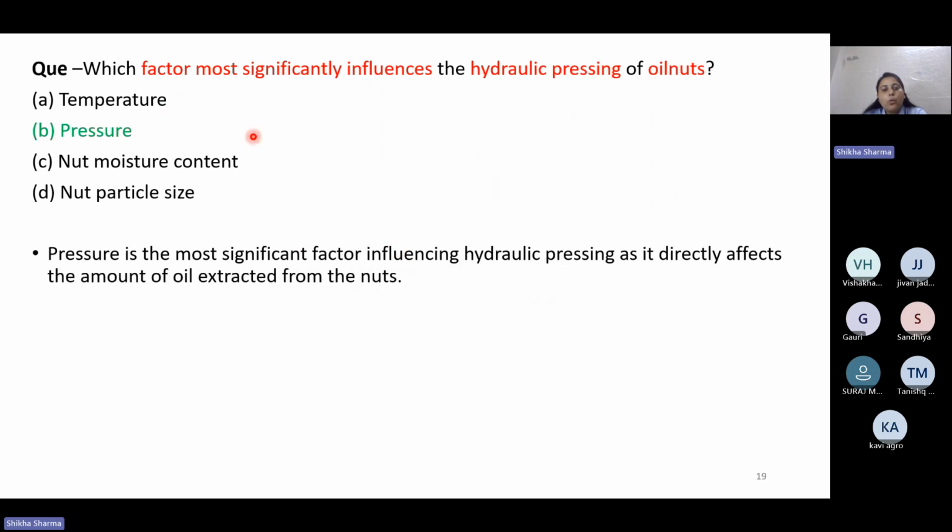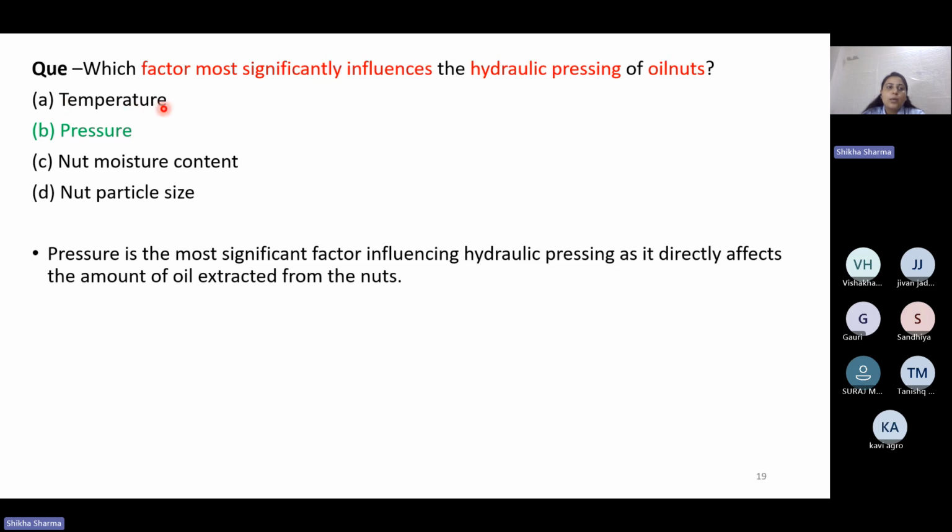Other factors will also influence the yield, like temperature and nut moisture content, because if the nut has more moisture, then the yield of the oil will be low, because that moisture will hinder oil extraction. Nut particle size will also affect it, whether coarse particles or fine particles are present. In fine particles, more oil can be extracted.